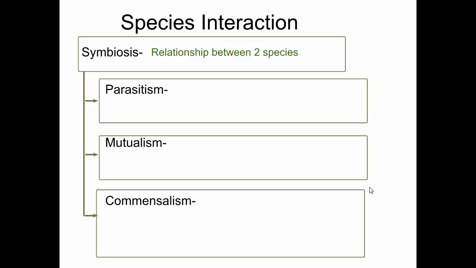So you've all heard of a parasite before. What is a parasite? What does it do? How does it affect its host? Yeah, it hurts them. So parasitism is a relationship when one organism gets injured, the host, and the other organism, the parasite, actually benefits.